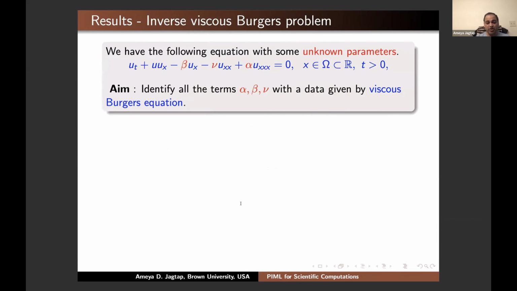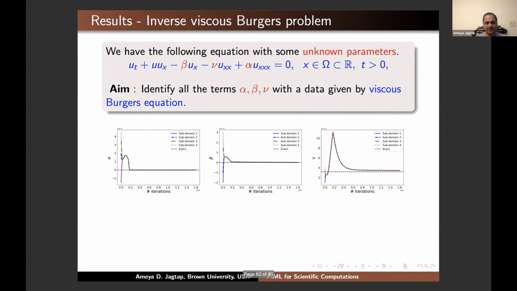Okay, let's see the inverse problem. In this case, I am supplying this set of equations. So you have the unsteady term, you have nonlinear convection, now you have linear convection with beta as the parameter, diffusion term nu, and dispersion term alpha. Our aim is to infer these quantities beta, nu, and alpha. The data we have is obtained from the viscous Burgers equation. So for viscous Burgers, my beta is 0, nu has some finite value, and alpha should be 0. And these are the results here.